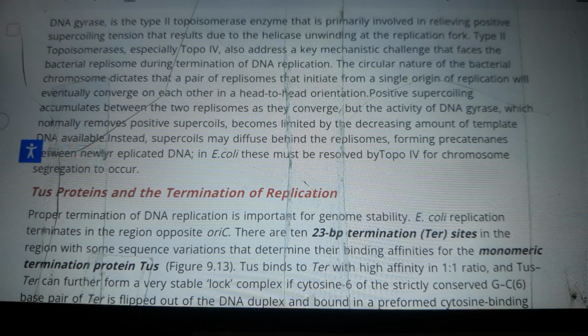The circular nature of the bacterial chromosome dictates that a pair of replisomes that initiate from a single origin of replication will eventually converge on each other in a head-to-head orientation. Positive supercoiling accumulates between the two replisomes as they converge, but the activity of DNA gyrase, which normally removes positive supercoils, becomes limited by the decreasing amount of template DNA available.